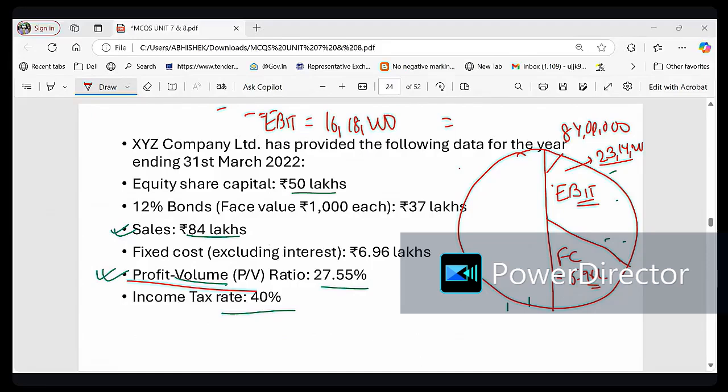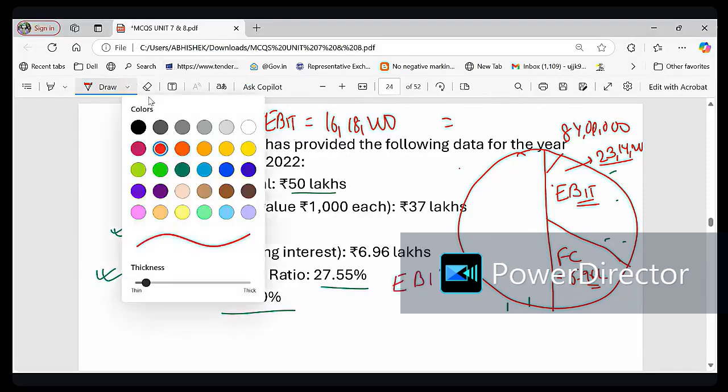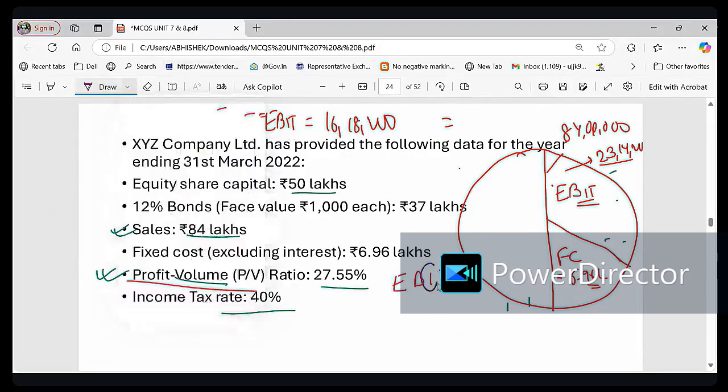So how to calculate EBT? It is very simple. From EBIT you subtract the interest. See how to calculate EBT? Very simple. You remove this I, and this will become EBT. And what is this I? I is interest. So you subtract the interest, you will get EBT. This way you can remember.